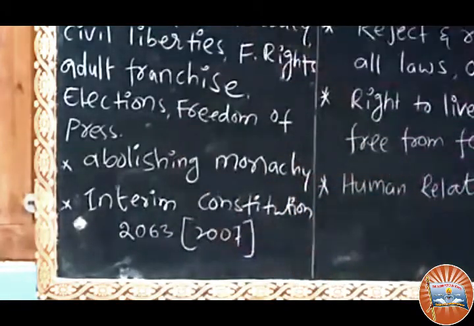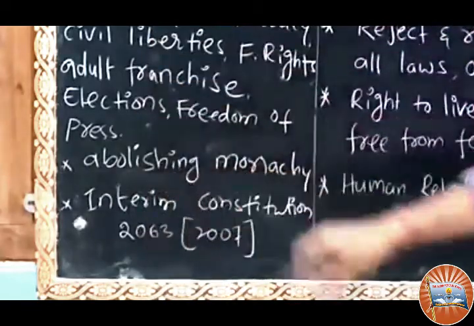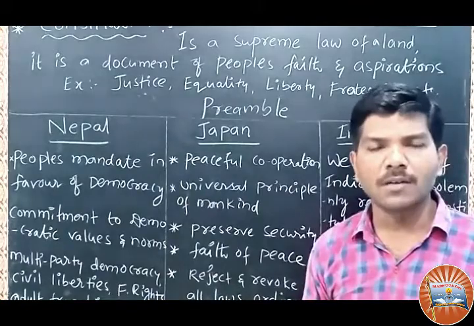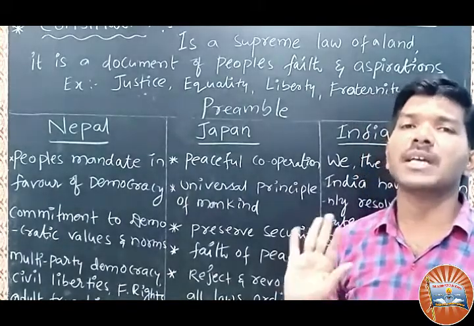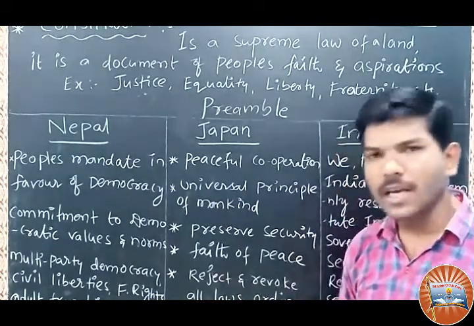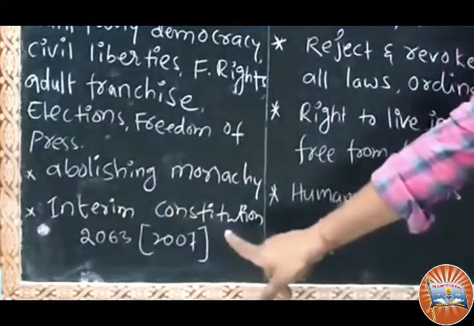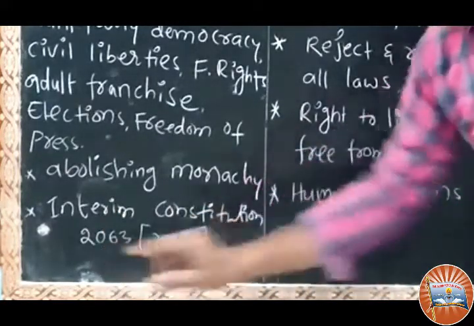The preamble of Nepal speaks of abolishing monarchy. They abolished the monarchy. They abolished the monarch. Monarch means king. They removed the king. Finally, the interim constitution. They started to make the interim constitution in 2063.